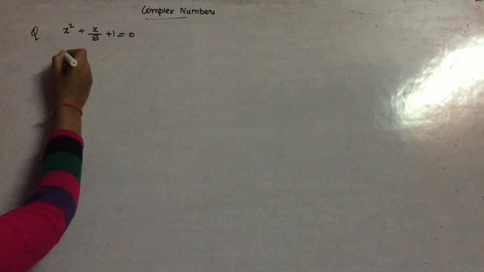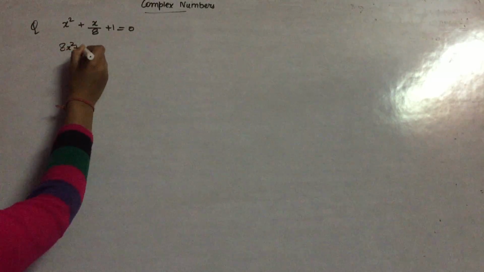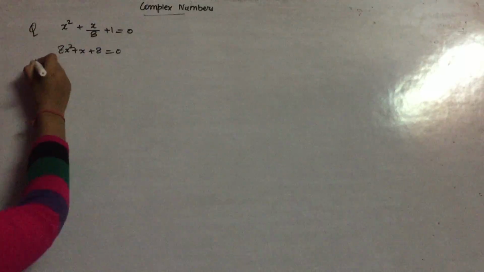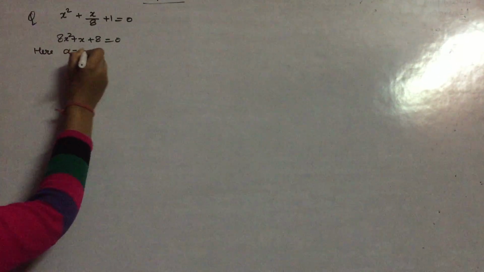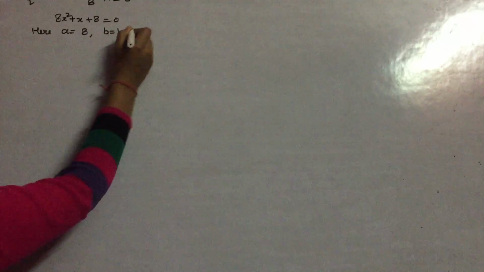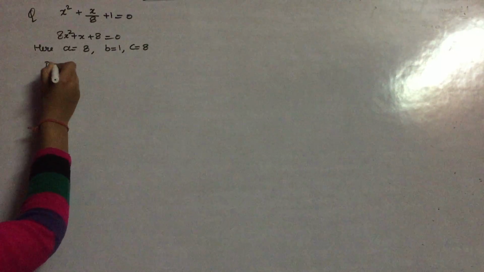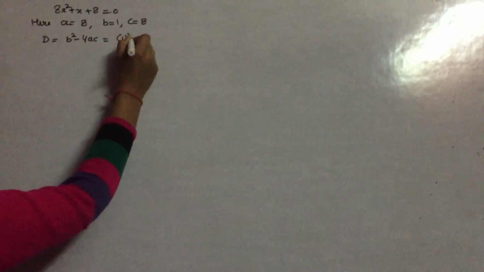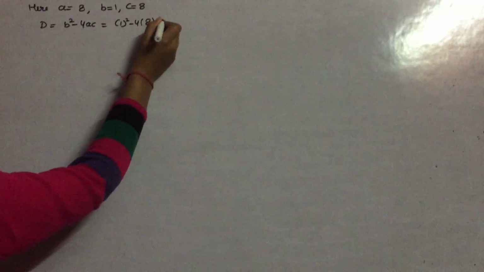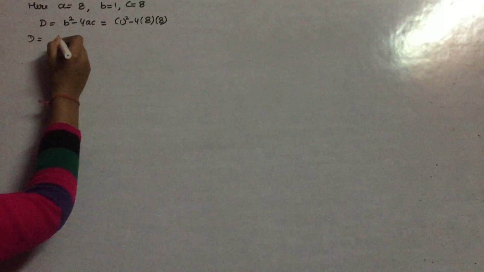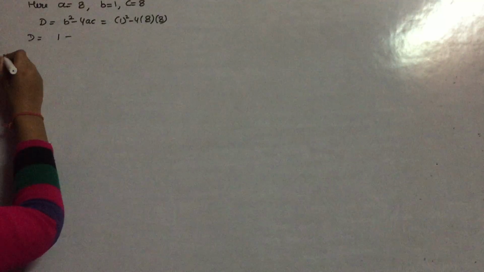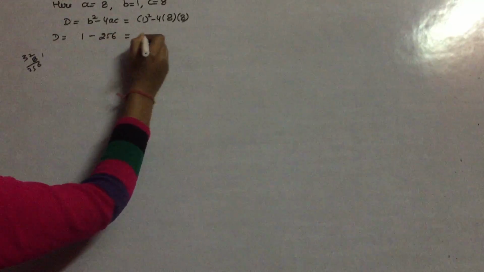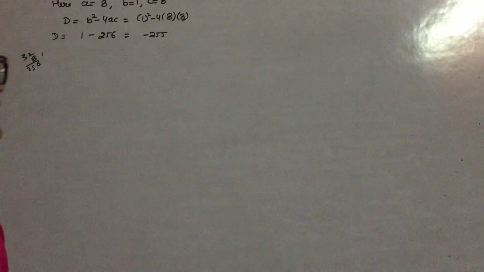Just take LCM, then it will form 8x square plus x plus 8, which equals 0 here. Your A is 8, B is 1, C is 8. So your discriminant becomes B square minus 4AC, that means 1 square minus 4 times 8 times 8. 1 square is 1, 4 times 8 is 32, times 8 is 256. That means minus 255. Oh no.